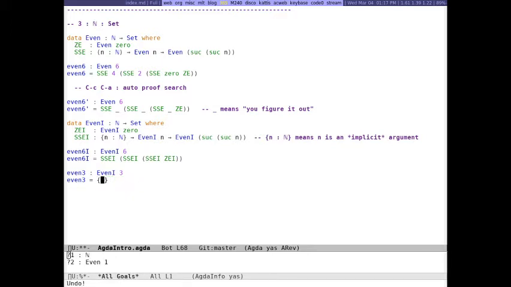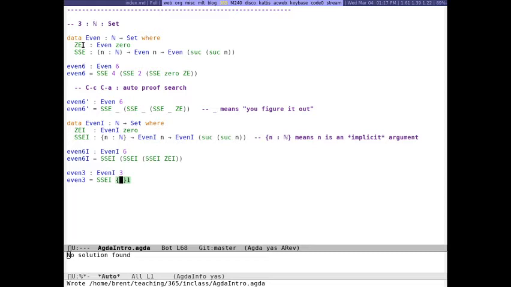Oh, okay. I changed it to evenI, but I didn't reload after that, and so it still had the old definition. Okay, that's why. All right. And now I have to give a proof that 1 is even. This is probably not going to work. In fact, if I try to say auto, it says I didn't find a solution. If you look at this, I could prove that 0 is even. I can prove that the successor of the successor of something is even, and 1 is neither of those. So neither of these can possibly apply. So I'm not going to be able to do this.